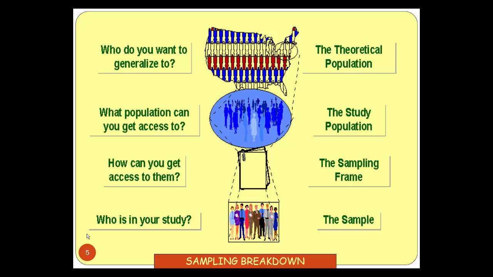If we break down a sample, we have to think about who do we want to generalize to, and what population can I potentially gain access to? How might I do that? And who's going to be actually in the study that I'm going to be investigating? So we go from a theoretical population to the actual study population, and then the sampling frame that we consider all goes into actually selecting your sample.